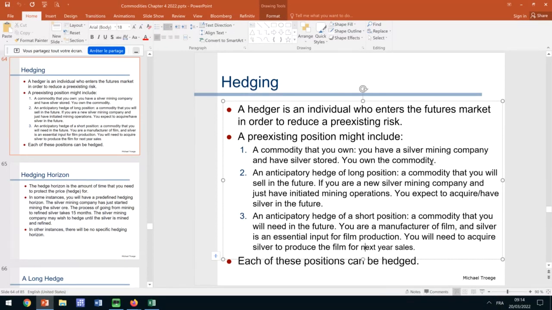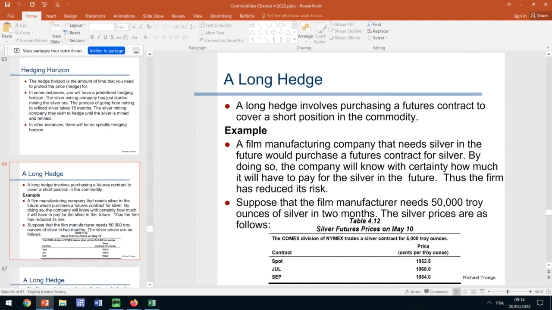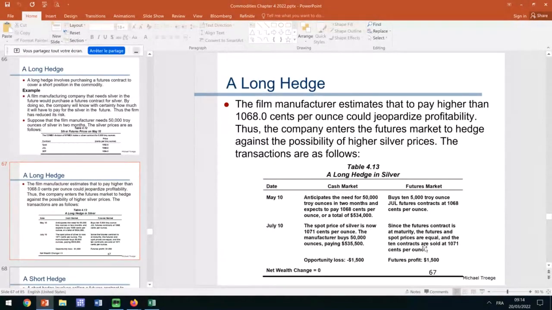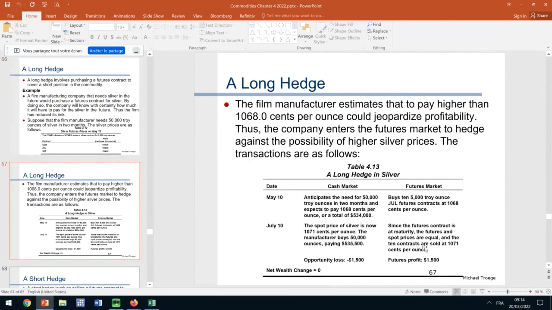So if you have a silver mine, and you know that you will produce silver, obviously you will sell futures contracts in silver. And if you have a manufacturer of film, or for some other reason you need silver as an input material, then you will buy futures. That's pretty obvious. Now, here is a calculated example. I let you go over this. It's quite obvious. We did this at the very first day for the bakery.